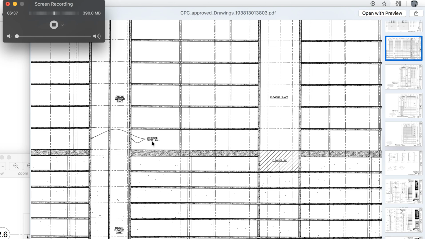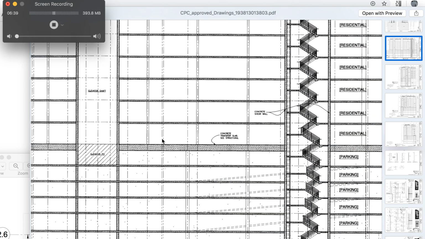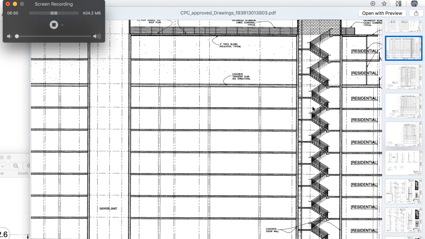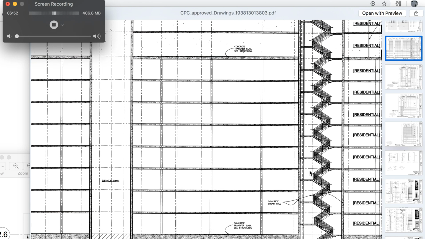So again, here we have concrete shear wall. I scroll to the far right. We have concrete shear wall, and it's well above the concrete transfer slab. So this was an intent, it appears, to have the concrete transfer, concrete shear wall.